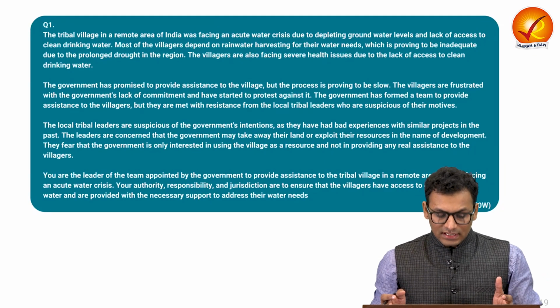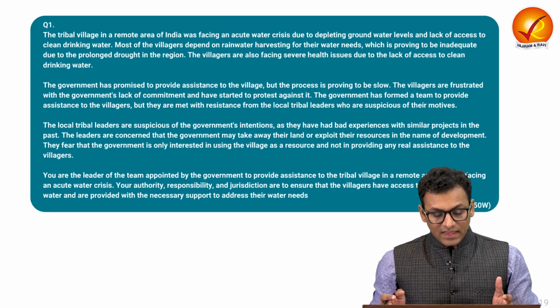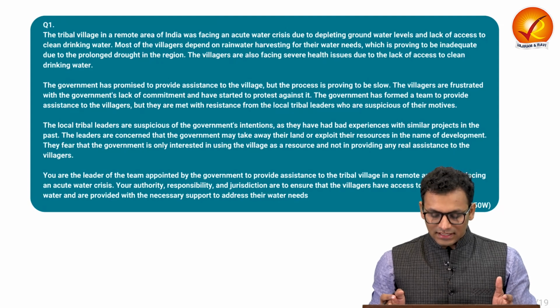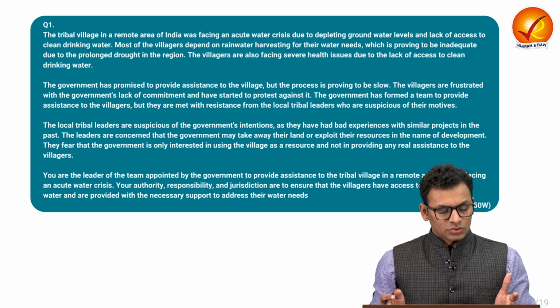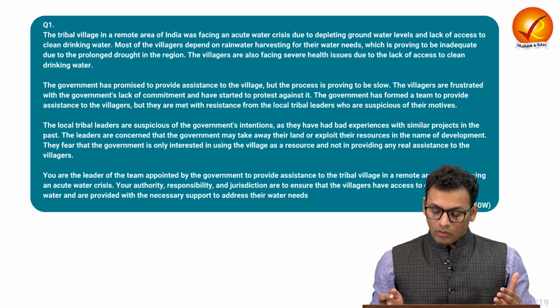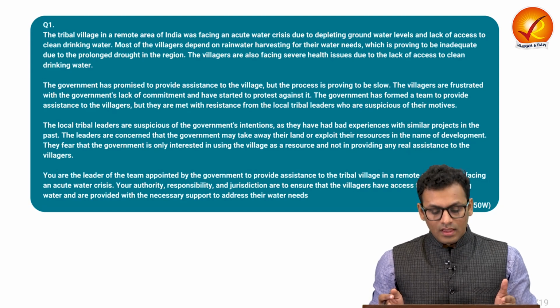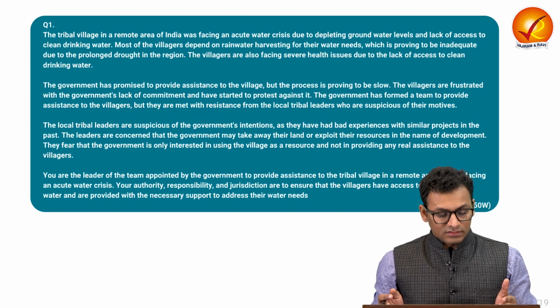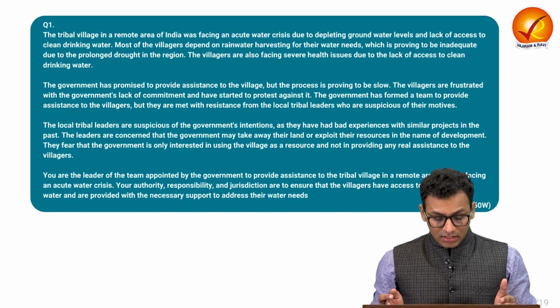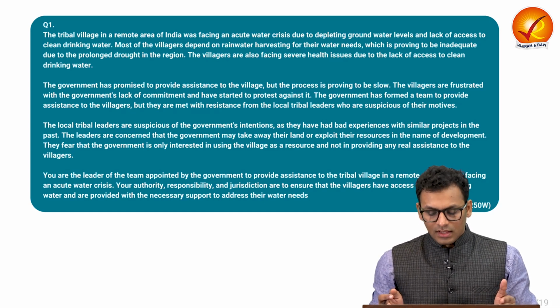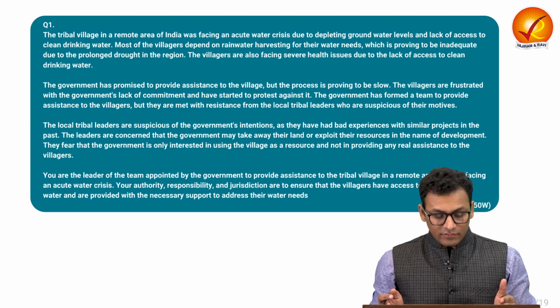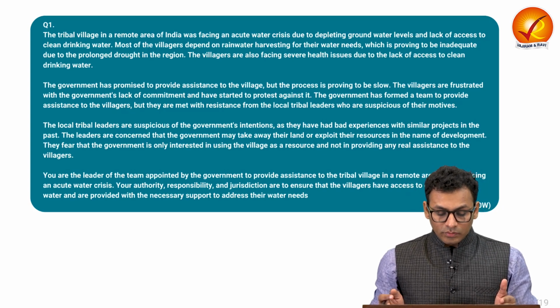The tribal village in a remote area of India was facing an acute water crisis due to the depleting groundwater levels and lack of access to clean drinking water. Most of the villagers depend on rainwater harvesting for their water needs, which is proving to be inadequate due to prolonged drought in the region. The villagers are also facing severe health issues due to the lack of access to clean drinking water. The government has promised to provide assistance to the village, but the process is proving to be slow. The villagers are frustrated with the government's lack of commitment and have started to protest against it.